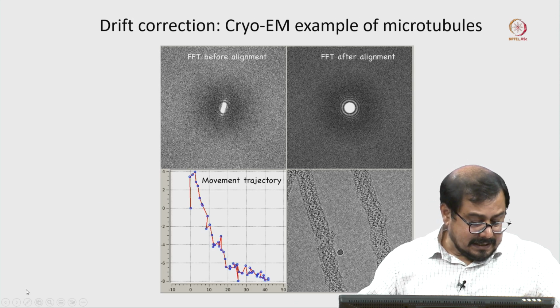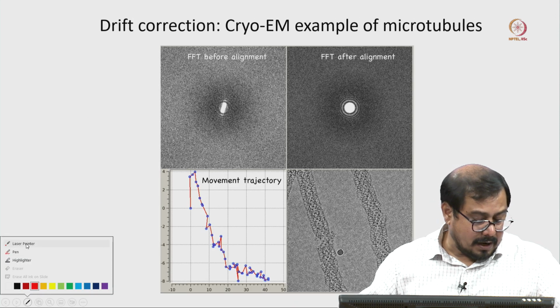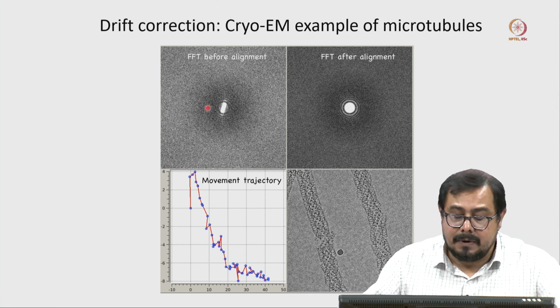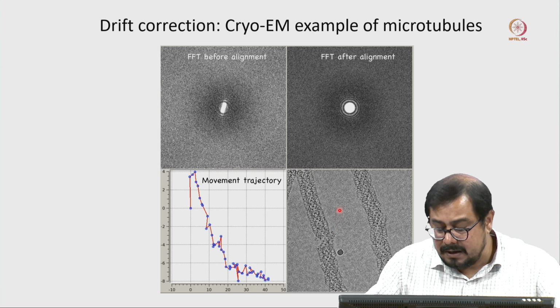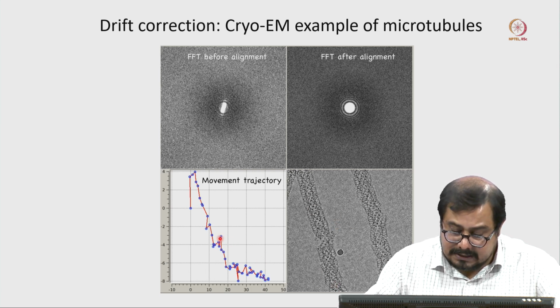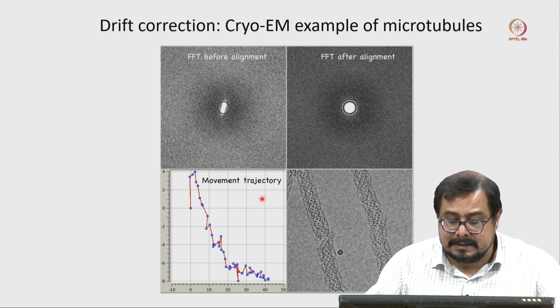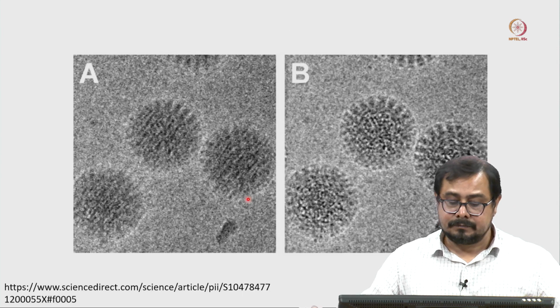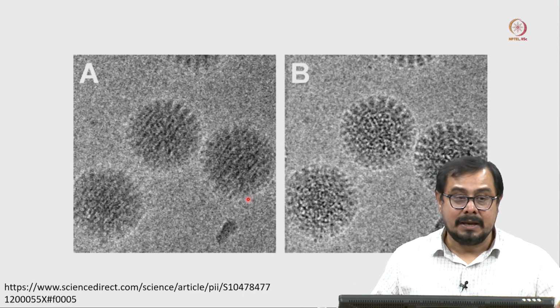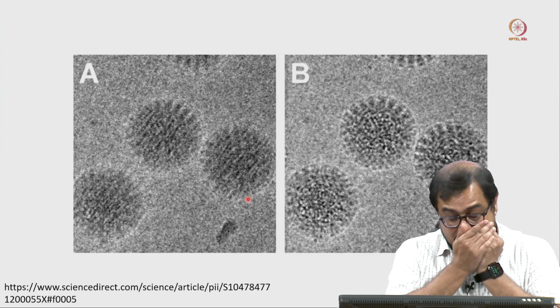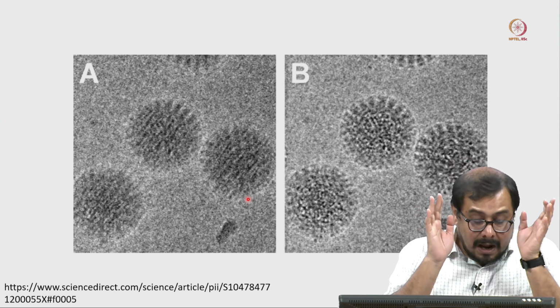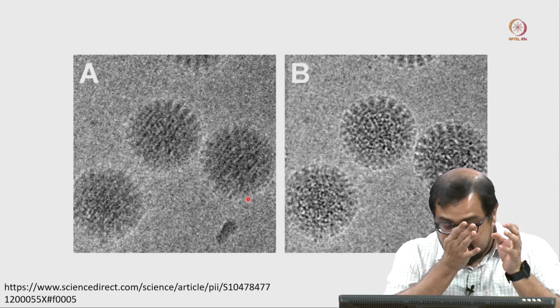Okay, there is another example I am showing you here, where you can see the FFT before alignment and the FFT after alignment, and there are some microtubule images where you can see the movement of these individual frames, and this is the movement trajectory. Now, I am showing you some images where you can see how this motion is affecting our actual images.